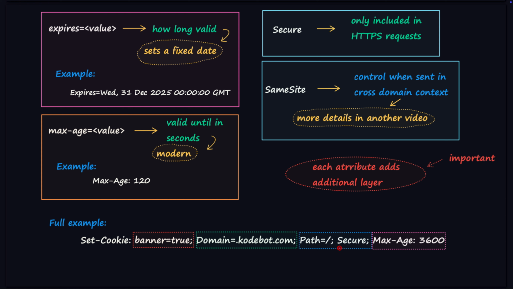And also we are saying that this cookie has to be included only when the request is an HTTPS request, i.e. the request has to be a secure request. And finally, we have the max age attribute, and this attribute says that this particular cookie is valid for 3600 seconds. This is sort of like a realistic Set-Cookie response header.